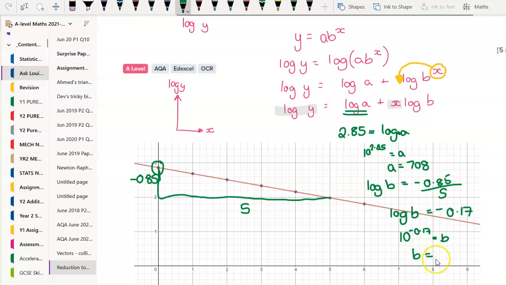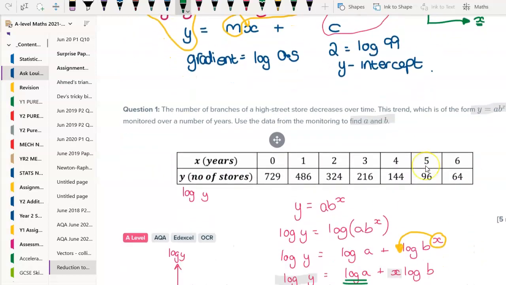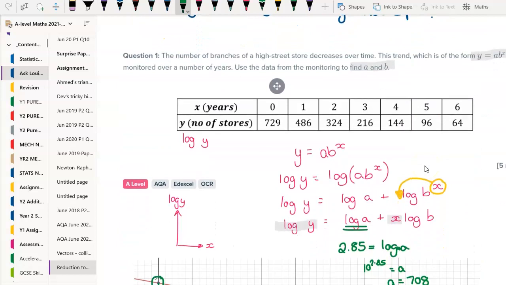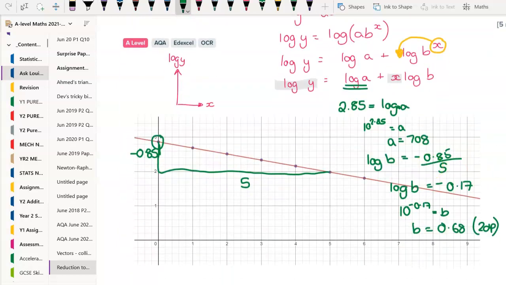b is equal to 0.67. Let's round that up to 0.68 to 2 decimal places. So we've found our values of a and b then, which is all this question asked us to do: use the data from the monitoring to find a and b. So we've found a is approximately 708, and b is approximately 0.68.